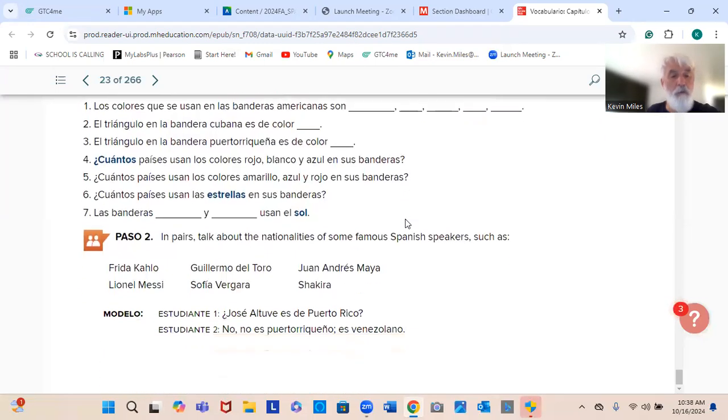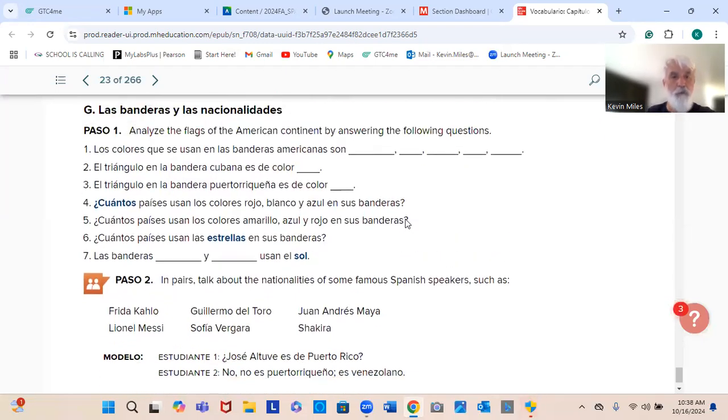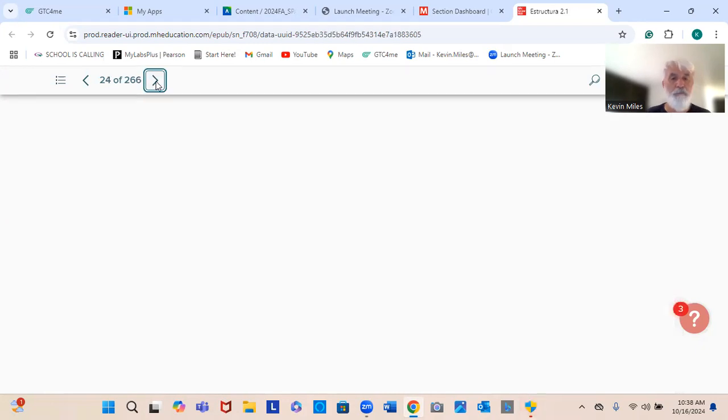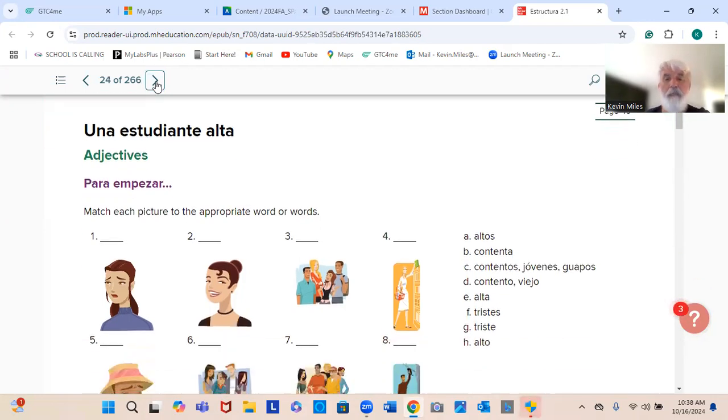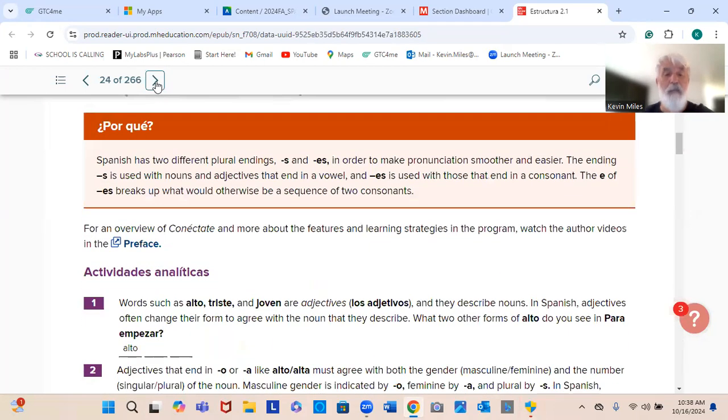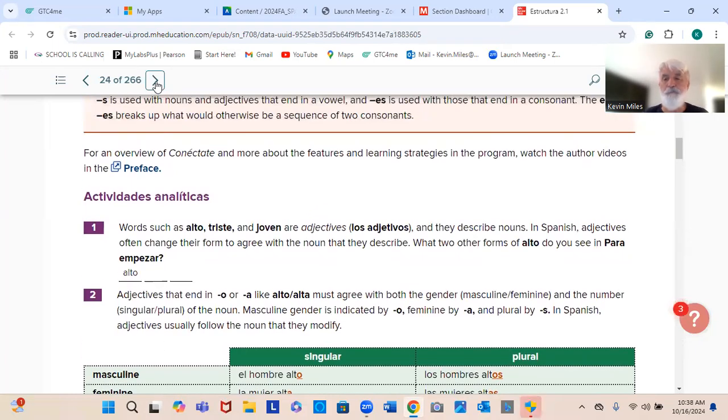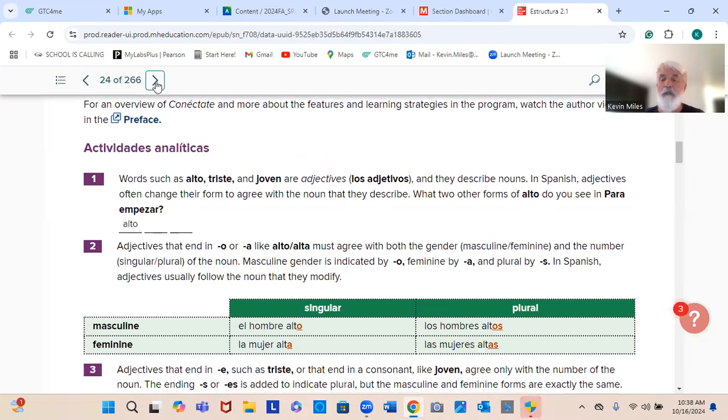Okay, now let's go to estructura. Estructura starts on page 49. Estructura is our section on grammar. Now, I didn't talk about it so much when we were in vocabulary, but now we need to go into some detail.